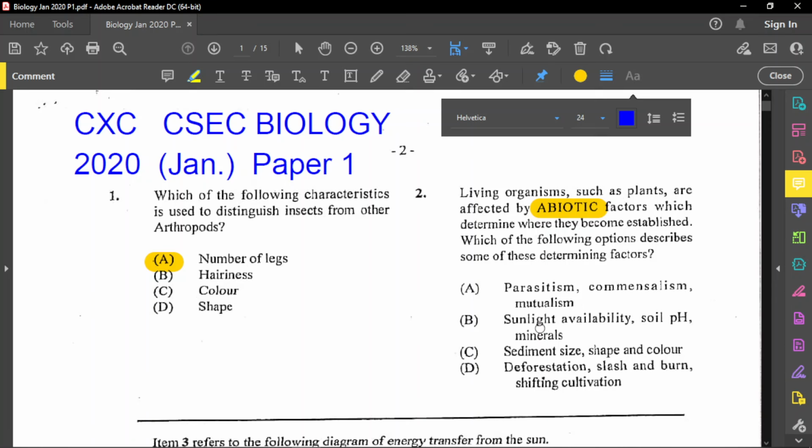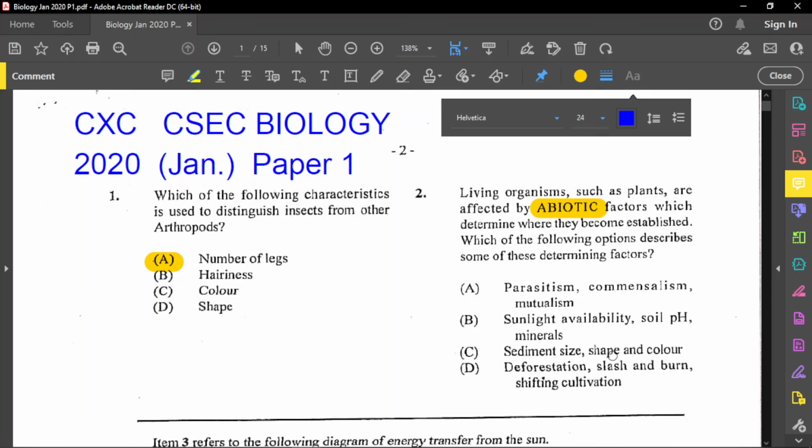Now option B is sunlight availability, soil pH, and minerals. Yes, these are good options for abiotic factors, because some organisms will become established in a particular aspect of the ecosystem based on the amount of sunlight available, especially plants and plant-like organisms. The soil pH may affect organisms that live in the soil, such as earthworms. And of course, minerals will affect what type of plants or plant-like organisms may establish themselves in a particular part of an ecosystem.